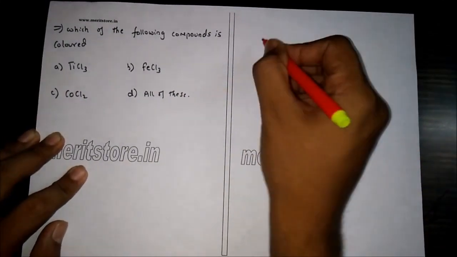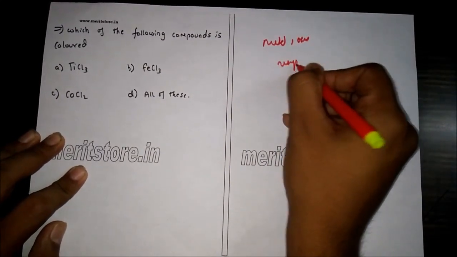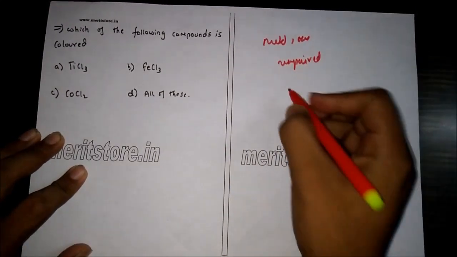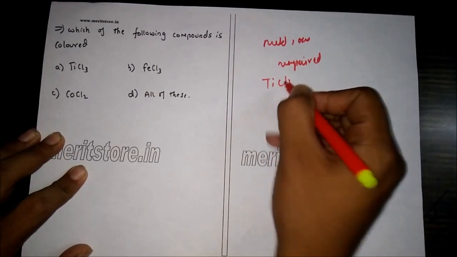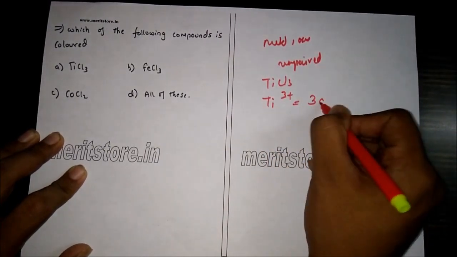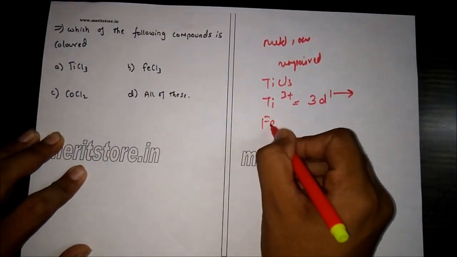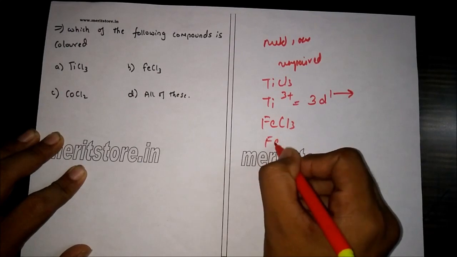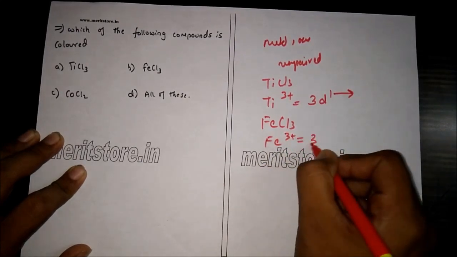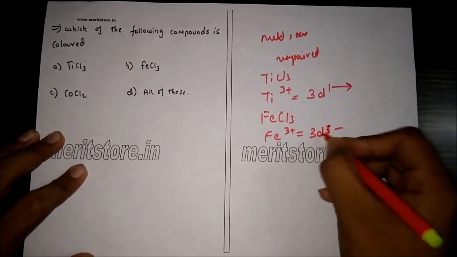Now, compounds having metal ions with unpaired electrons are colored. Therefore, in TiCl3, the metal ion is Ti3+ and has an electronic configuration of 3d1. Therefore, one unpaired electron, so this is colored. In FeCl3, Fe3+ has an electronic configuration of 3d5, therefore 5 unpaired electrons. Therefore, this is also colored.